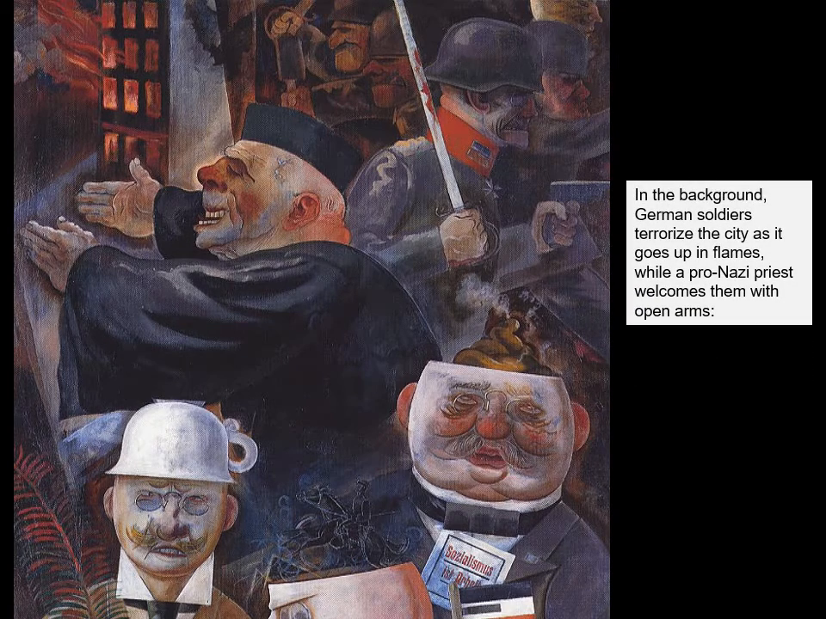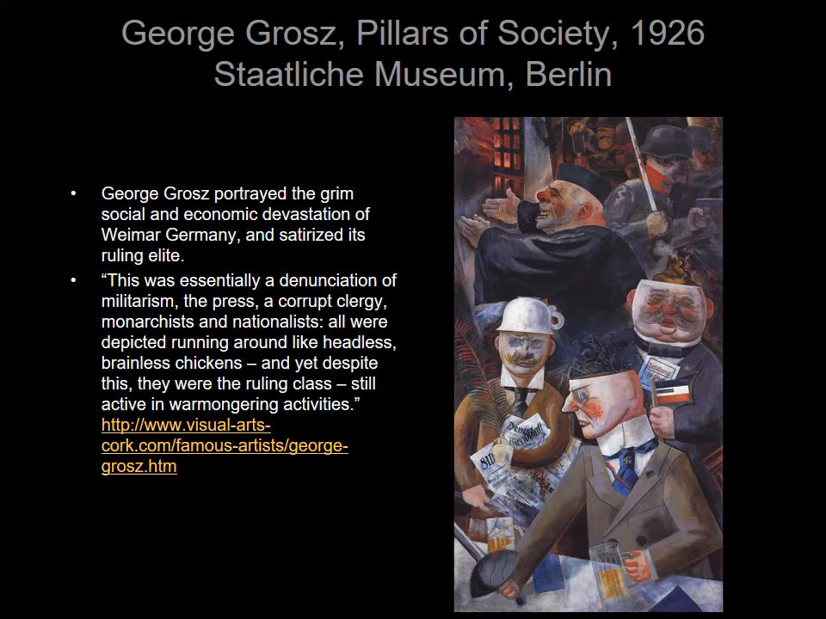In the background, there are more German soldiers that look like they're terrorizing a city as it goes up in flames. A pro-Nazi priest on the left is welcoming these people with open arms, right? Calling them into this battle or into this siege. So again, Grosz is portraying the grim social and economic devastation of Weimar Germany, and satirizing the ruling elite. It's no wonder people in power didn't like these images. This was essentially a denunciation of militarism, the press, a corrupt clergy, monarchists and nationalists. All were depicted running around like headless, brainless chickens, and yet despite this, they were the ruling class, still active in warmongering activities.